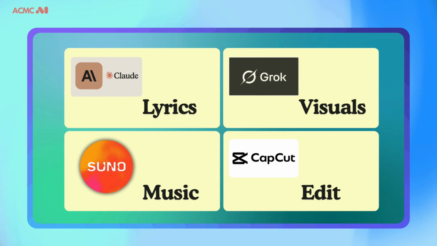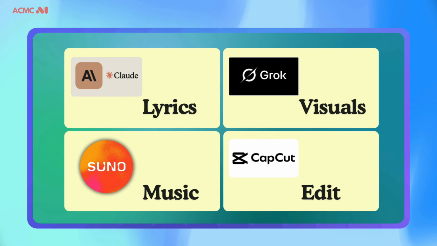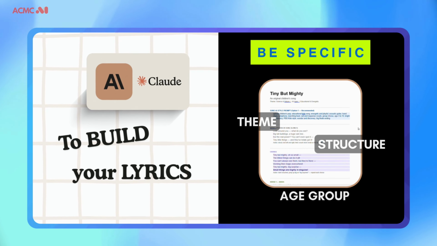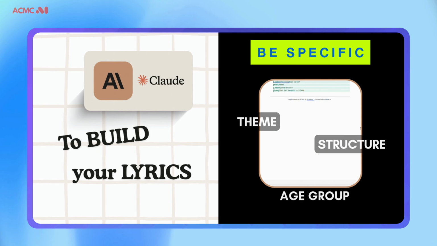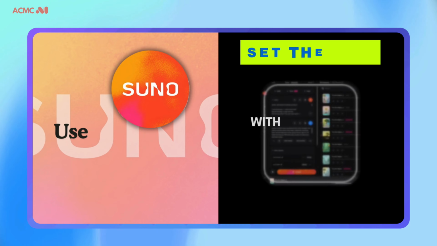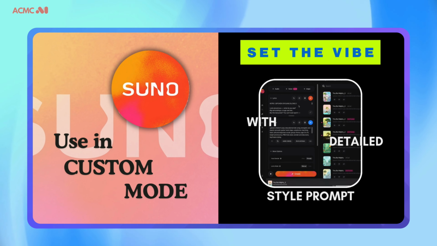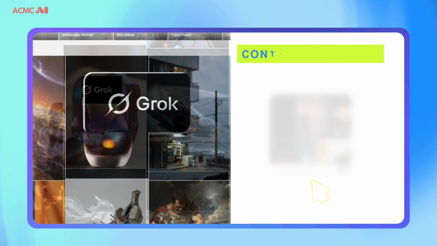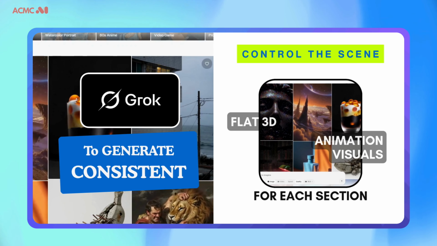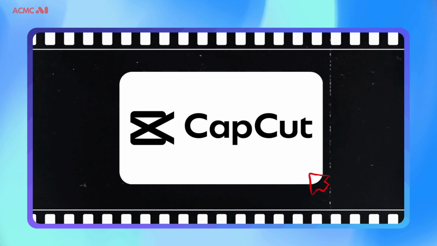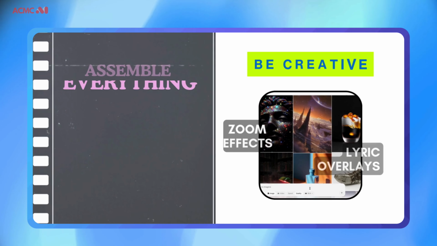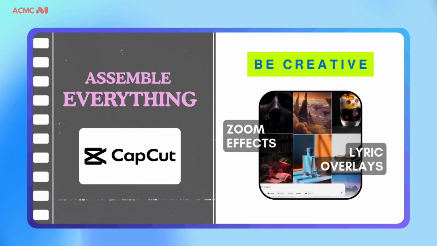Here's what I want you to remember. Step 1. Use Claude to build your lyrics. Be specific about theme, structure, and age group. Step 2. Use Suno in custom mode with a detailed style prompt. Step 3. Use Grok AI to generate consistent, flat 3D animation visuals for each section. Step 4. Assemble everything in CapCut with zoom effects and lyric overlays.